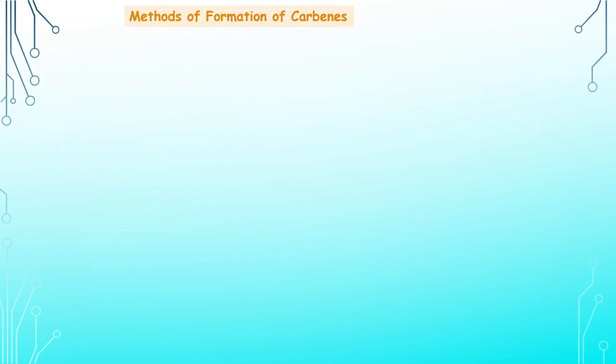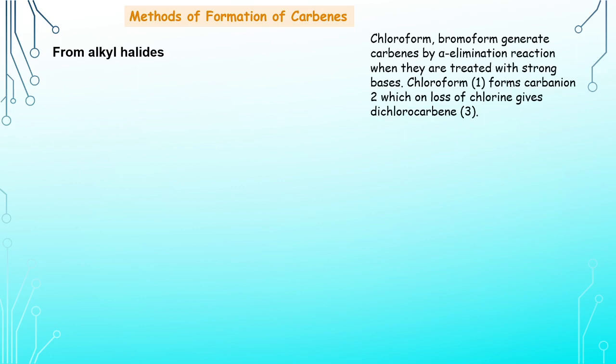So see the methods for formation of carbenes. The first method is from alkyl halide. From the alkyl halide, we can prepare the carbene. Chloroform and bromoform generate the carbene by alpha elimination reaction when they are treated with strong bases. Chloroform forms a carbanion which on loss of chlorine gives the dichlorocarbene.